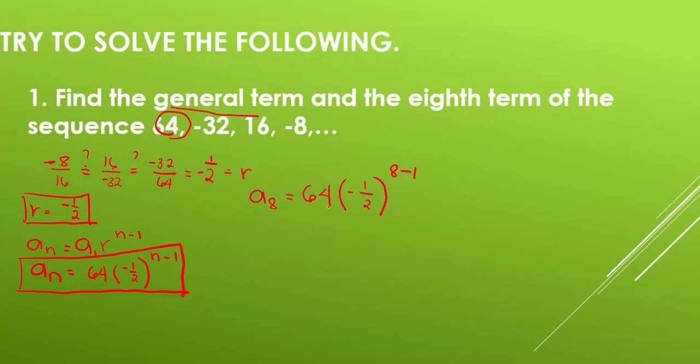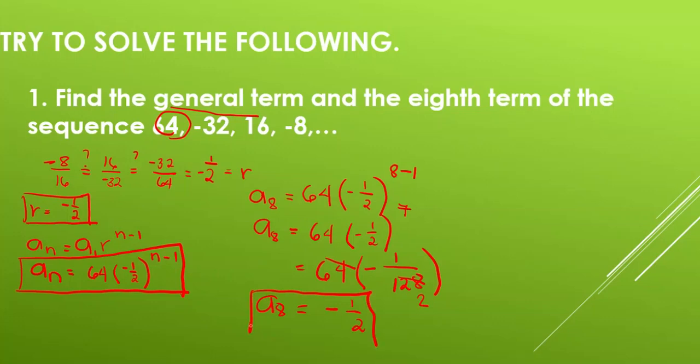Okay, this minus 1 came from the subscript, knowing that 64 is a sub 1. So a sub 8 is equal to 64 times negative 1/2 raised to 7. And negative raised to odd is negative. 1 raised to 7 is 1. 2 raised to 7 is 128. Okay? Then, 64 times negative 1/128, you can cancel this. This is 2. So, that makes it negative 1/2. So, your 8th term is negative 1/2.